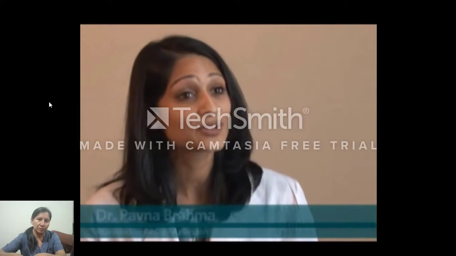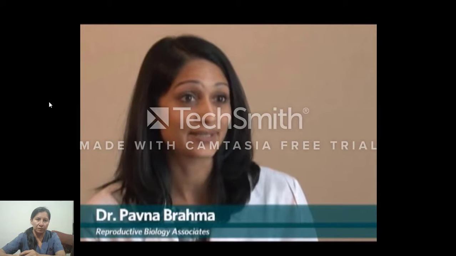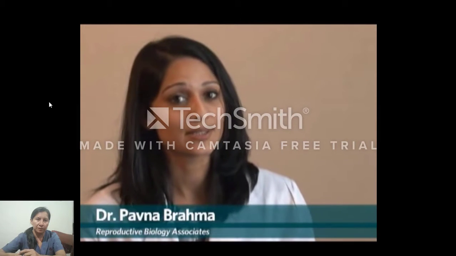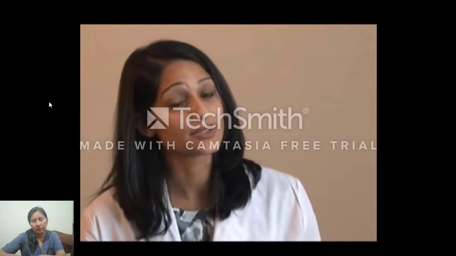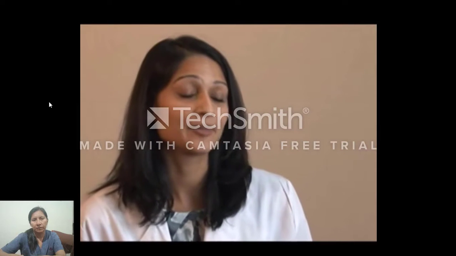A high FSH means an elevated level of follicle-stimulating hormone, and that's a hormone that's made by the pituitary gland. The brain signals FSH in order to communicate with the ovary and send signals to ultimately grow follicles and reach ovulation. We use FSH clinically as a test to measure a woman's ovarian reserve.